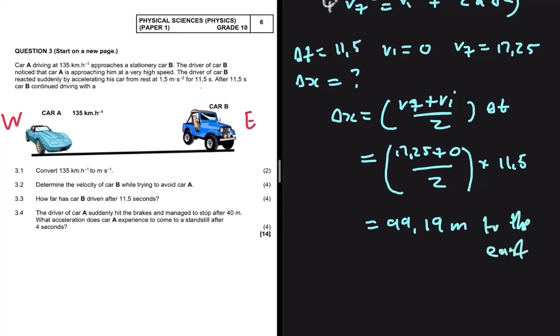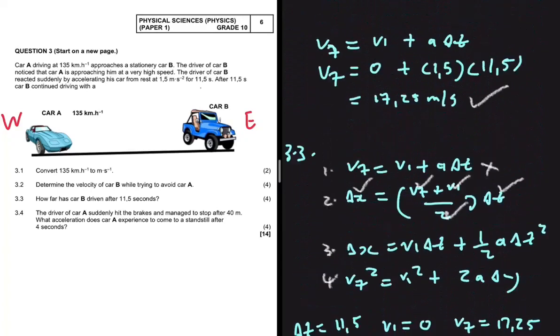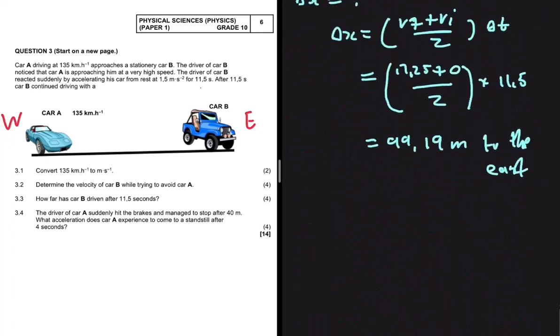Let's do the same for 3.2. Our velocity final is 17.25 meters per second to the east. That is because velocity is a vector and not a scalar. Right, let's move to 3.4.